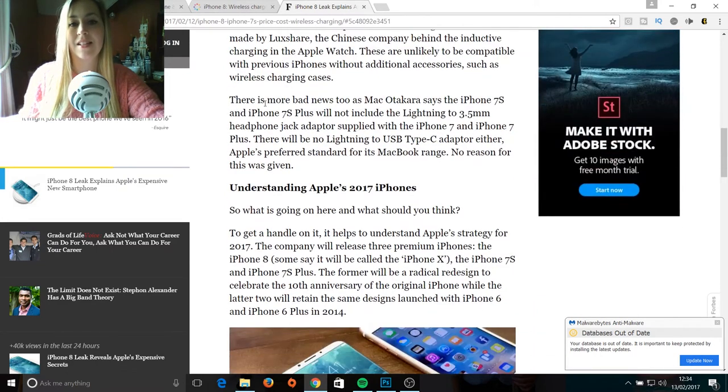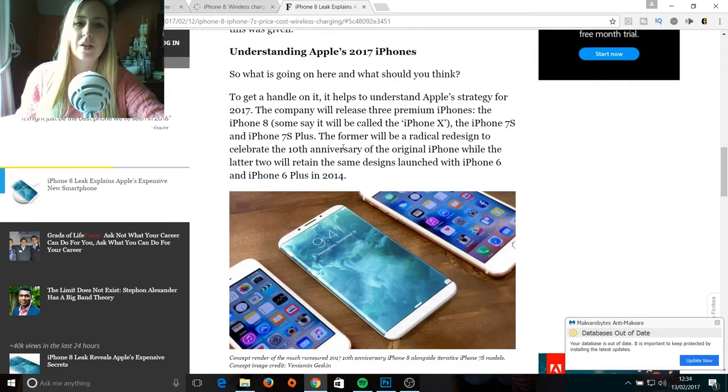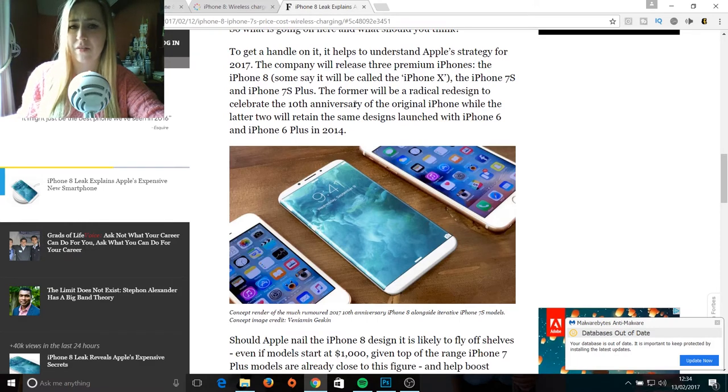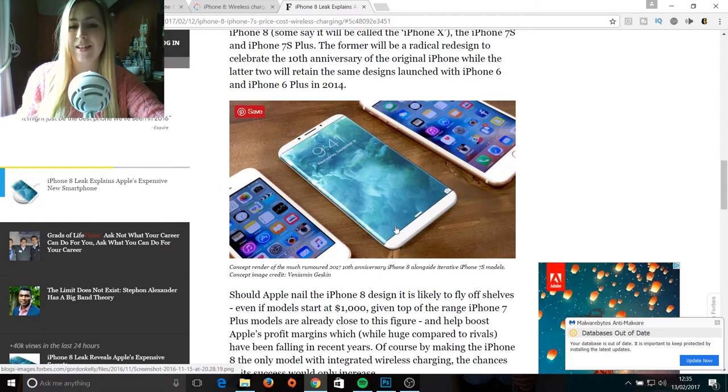Now it says here that the 7S and 7S Plus will not include the Lightning to 3.5mm headphone jack, and there'll be no Lightning to USB Type-C adapter either. It is kind of a half upgrade, the 7 to 7S, so that's understandable as well. It's also saying there's going to be three premium iPhones, the iPhone 8, the 7S and the 7S Plus. The iPhone 8 will be called the iPhone X because it falls on their 10th anniversary. That could be speculation. This is what it's set to look like.